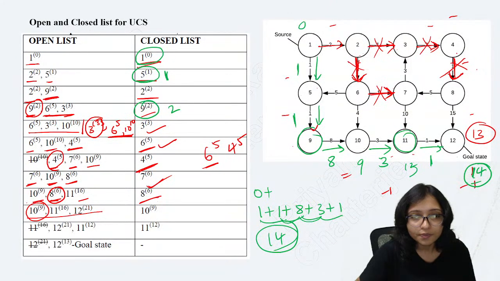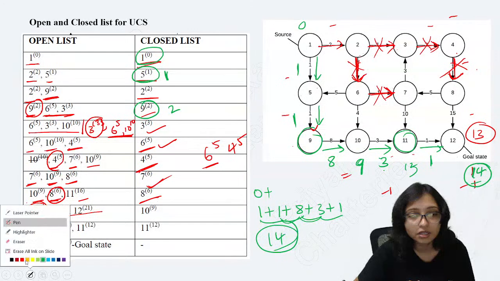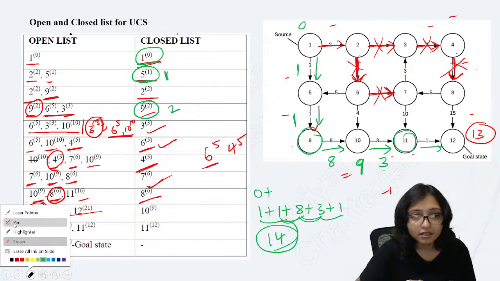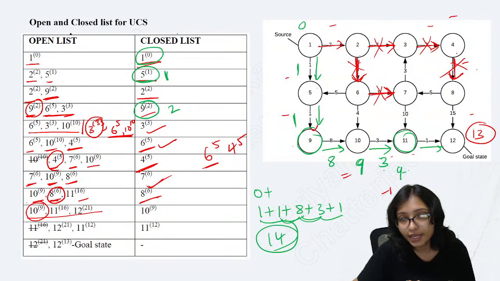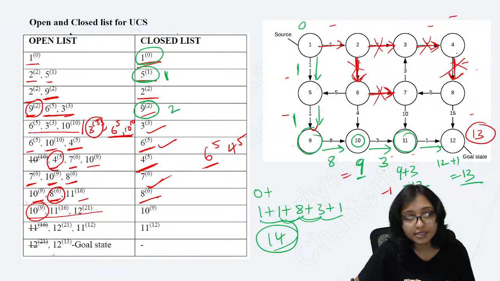Wait. Here the mistake is, this was 9. 9 plus 3 will be 12. Right. Here I made a mistake. Here it will be 9 plus 3, that is 12. I made the mistake. I took this 10. 10 was not the value, right? 9 was the value. So 9 plus 3 will be 12. Then 12 plus 1 will be 13. So that's why the answer is 13 here.